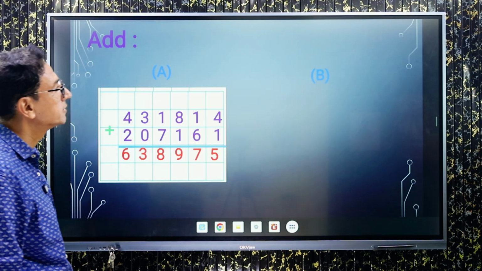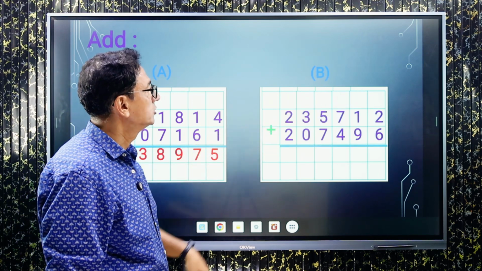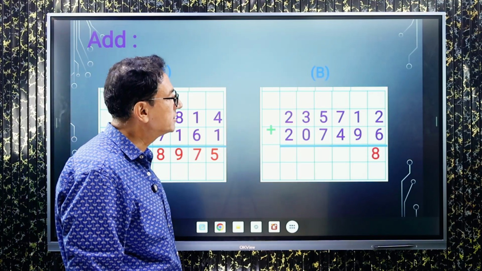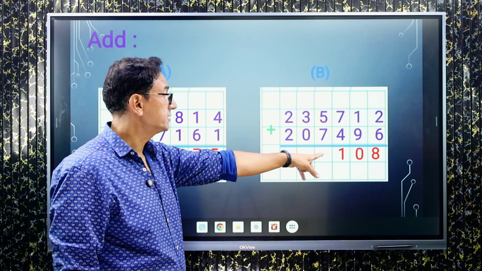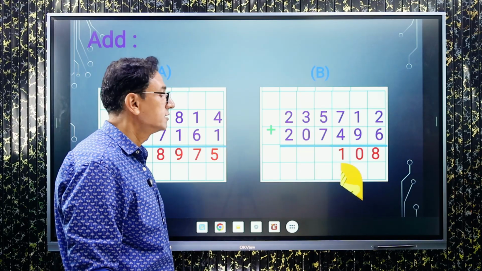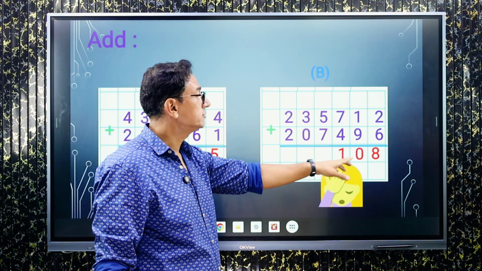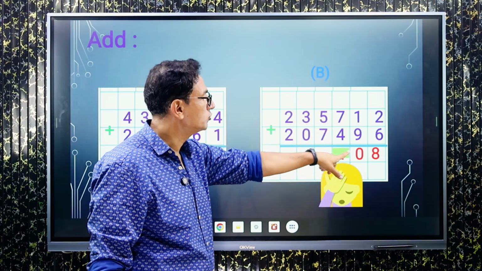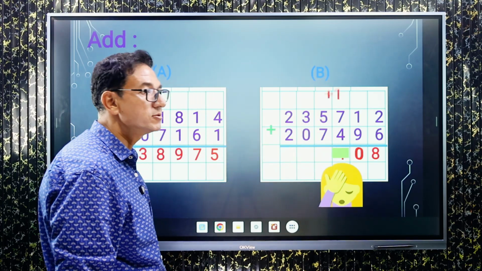B. 2 plus 6 equals 8. 1 plus 9 equals 10. And of course, this is wrong. We couldn't write 10 as we have. Why? Because we have to write first 0 and carry up 1 on 7. So we will write 0 and carry up 1 on 7.